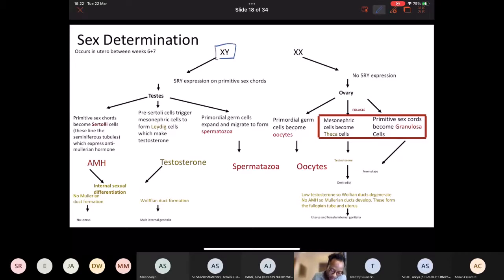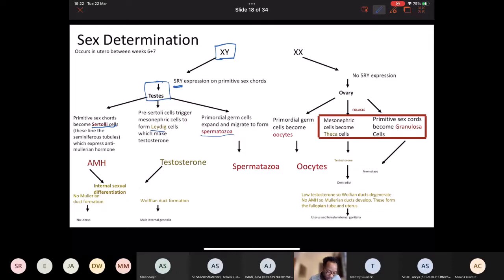So we've got the XY sex chromosome, and the SRY gene, or the sex determination region Y gene, or some people might call it the SORY gene, okay? And that's quite a key thing to hold on to, because there's a very good way of remembering this from when I was at medical school. That SRY expression then helps with the creation of the gonad, or the testes in males, okay? And then obviously we've got the Sertoli cells, the Leydig cells, and spermatozoa.